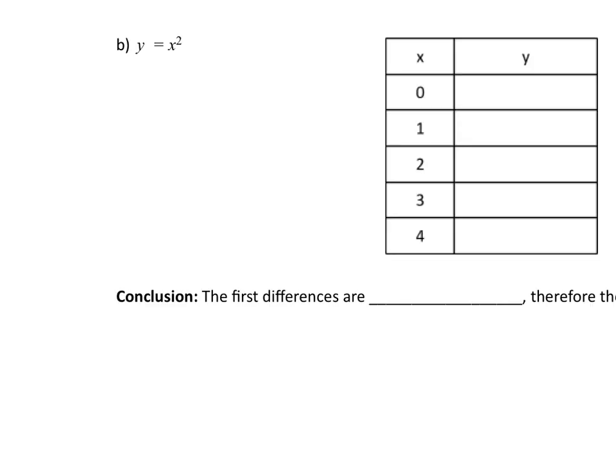And now you can try an example on your own. So we have a brand new equation, y equals x squared. You are given values for your x, and you need to calculate the y column. And then you also need to calculate the first differences in order to identify if this is going to be a linear relation or a nonlinear relation. So you can go ahead, pause the video, try the example on your own, and then come back to check your answer.